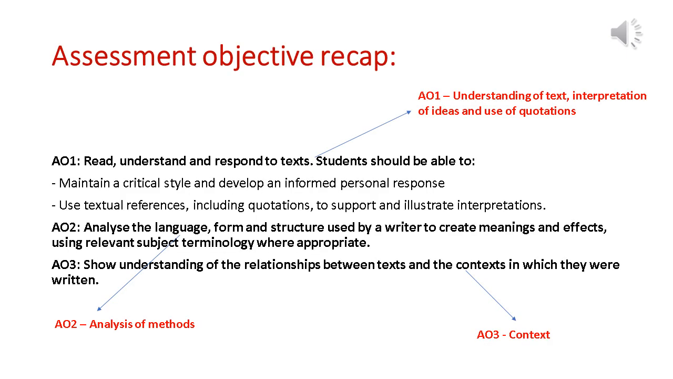Hopefully you'll be familiar now with the assessment objectives, but there they are again if you want to have a look through them. So assessment objective 1 is use of quotations and understanding of the text. Assessment objective 2 is your ability to analyse writers' methods. And assessment objective 3 is relating the text to its context.